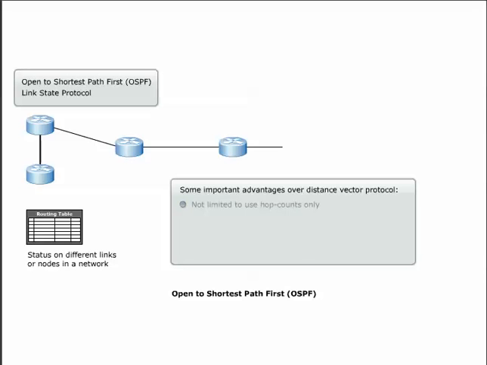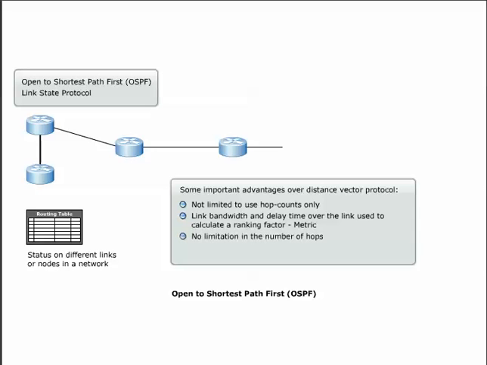We are no longer limited to using hop counts as the only differentiator between alternative routes. We can also use link bandwidth and delay time over the link to calculate a ranking factor, also called metric. There is no limitation on the number of hops a route can take. As link states are immediately propagated to every router in the network, we will get fast response to changes in the network. However, in a really large internetworking environment, a link state protocol is still inefficient. As network size increases, more and more capacity has to be put aside by the router to update the routing table.